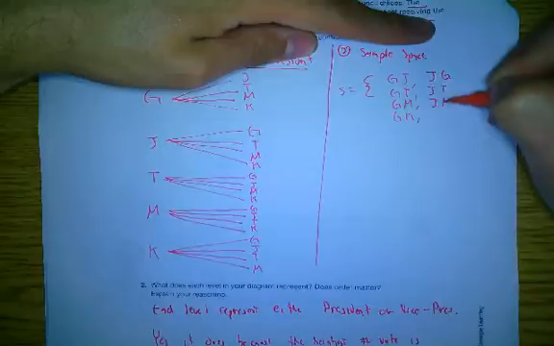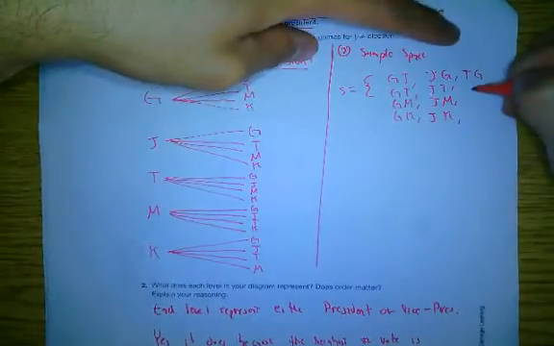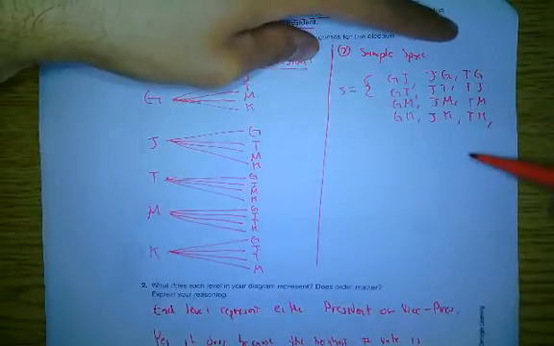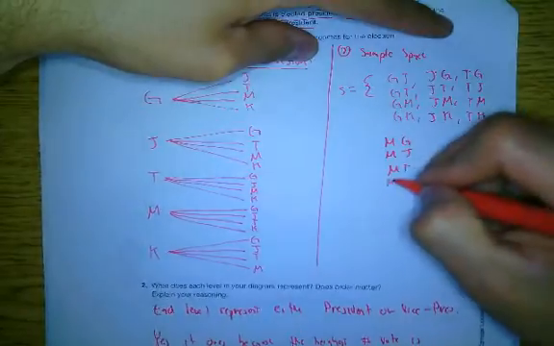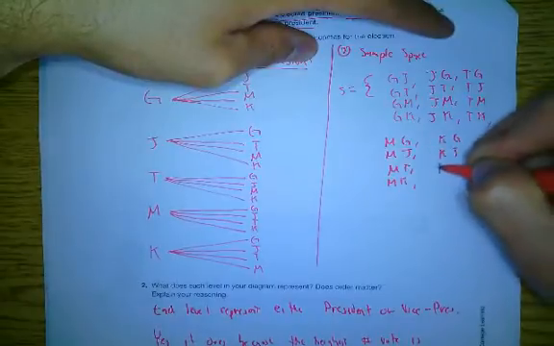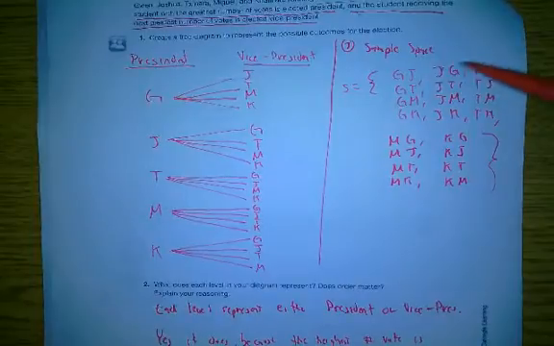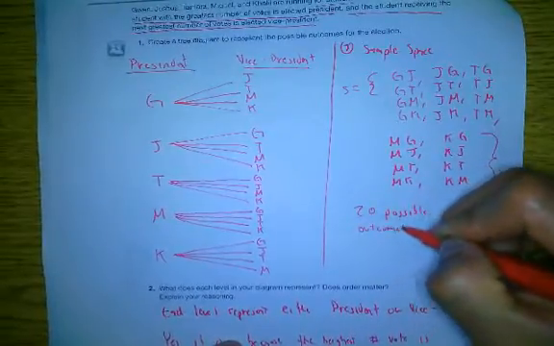Or you can have Tamara with Wen, Tamara with Joshua, Tamara with Miguel, Tamara with Khalil. Or Miguel with Wen, Miguel with Joshua, Miguel with Tamara, and Miguel with Khalil. Or you can have Khalil with Wen, Khalil with Joshua, Khalil with Tamara, or Khalil with Miguel. And that takes care of your sample space. So you have 4, and then 5. So 5 times 4, there's 20 possible outcomes. That takes care of number 3, so let's move on.